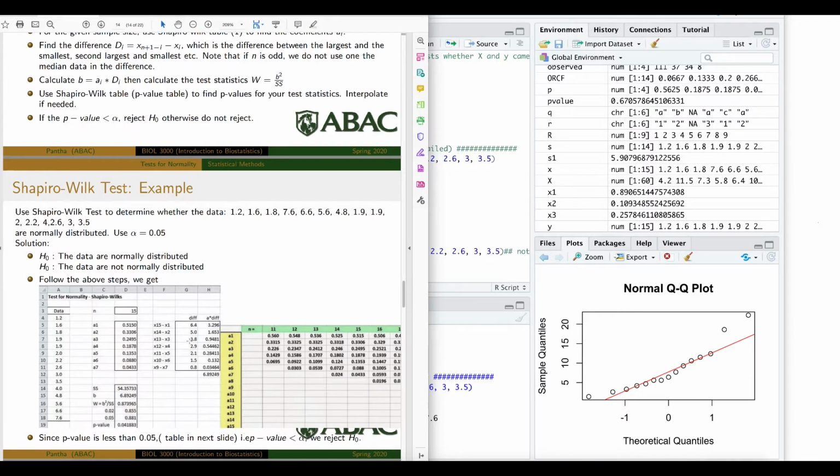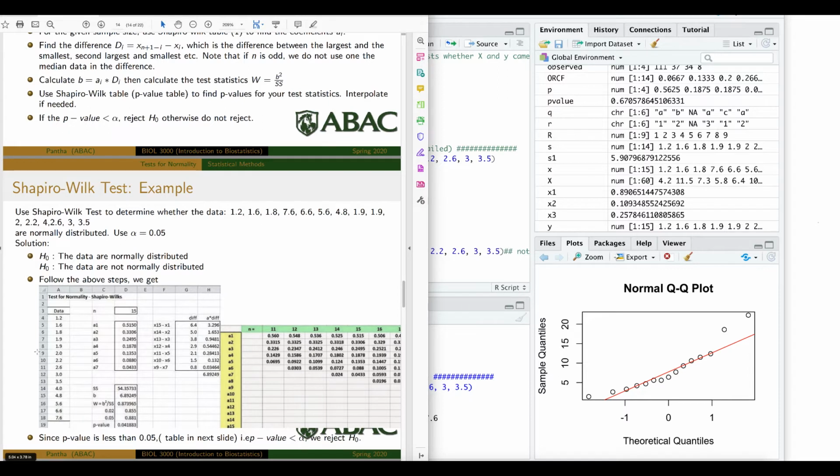The sample size in our case is 15. So for this, this is A1, A2, A3, A4, A5, A6 and A7. You see that? So A1, A2, A3 and so on. These are the ai values, A1 through A7, for this sample size.